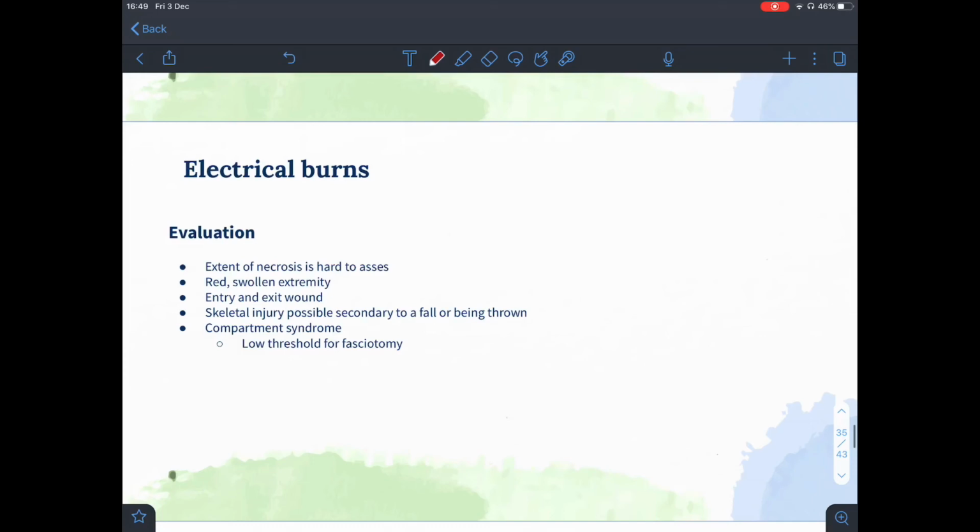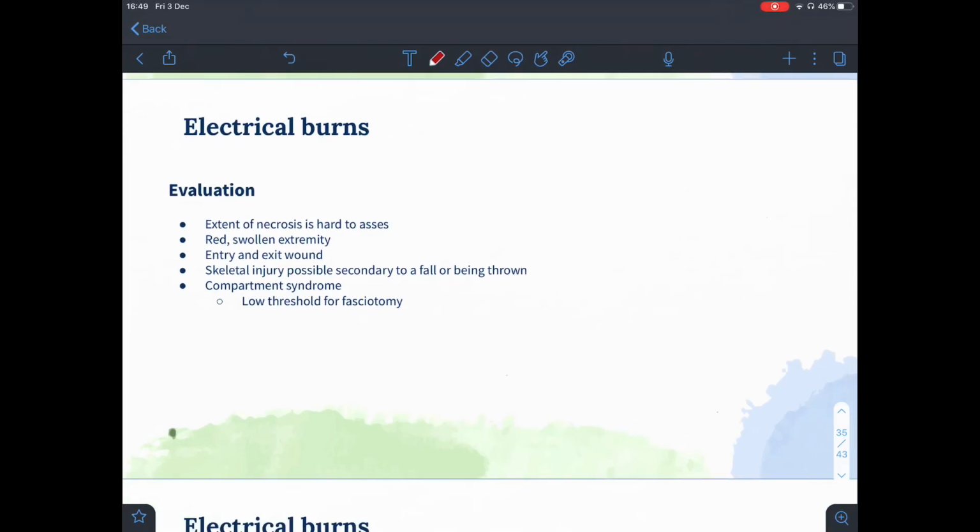Here, evaluation of electrical burns. It's hard to assess the necrosis. We notice red swollen extremities. You can also see an entry and exit wound. We can also see skeletal injuries, which are secondary to a fall after the burn.